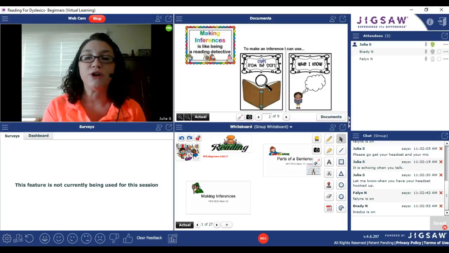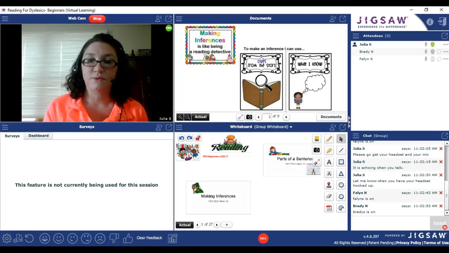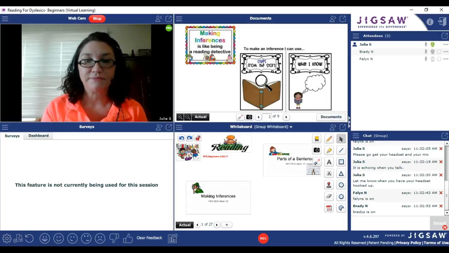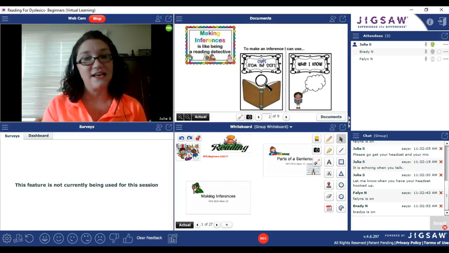So when you make an inference, you make a what? What do you make? I just said the word. What do you do when you make an inference? You make a guess. So you make a guess when you make an inference, okay?